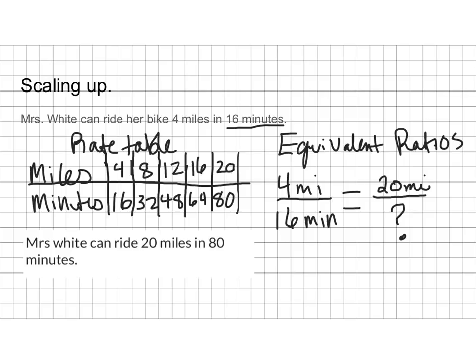So then I look at my fractions and I use what I know about fractions to say, well, 4 times something gives me 20. That's 5. 4 times 5 is 20. So then I need to do 4 times 5 on the bottom as well. And 16 times 5, I know that that gives me 80. So now I have the same answer. Miss White can ride 20 miles in 80 minutes using both methods.